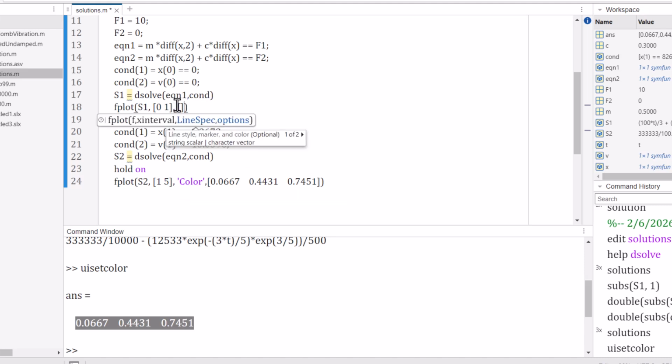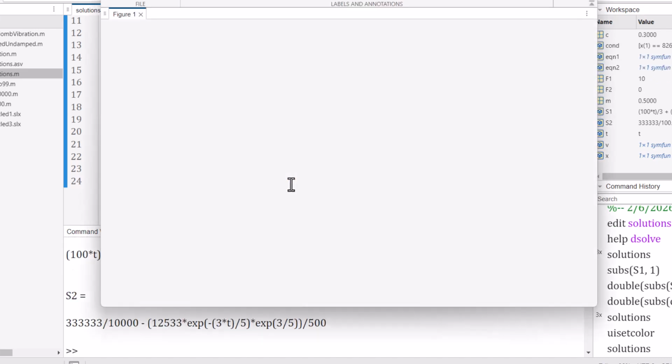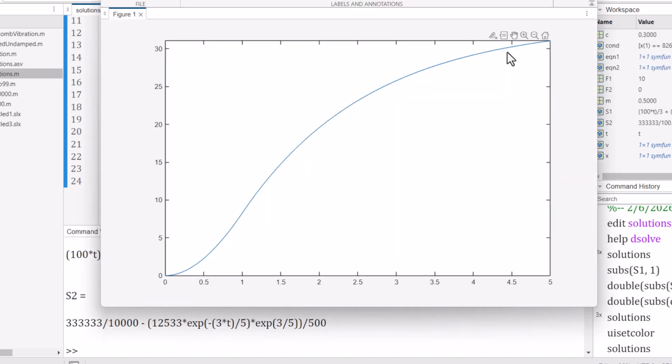I'm sorry to say it, but I have a separate video on plotting beautiful graphs in MATLAB. So if you want to find out how to change the color or line width or fonts of different parts of a plot in MATLAB, go watch the tutorial. The link is in the top right corner and also in the description. So now it is all in blue.